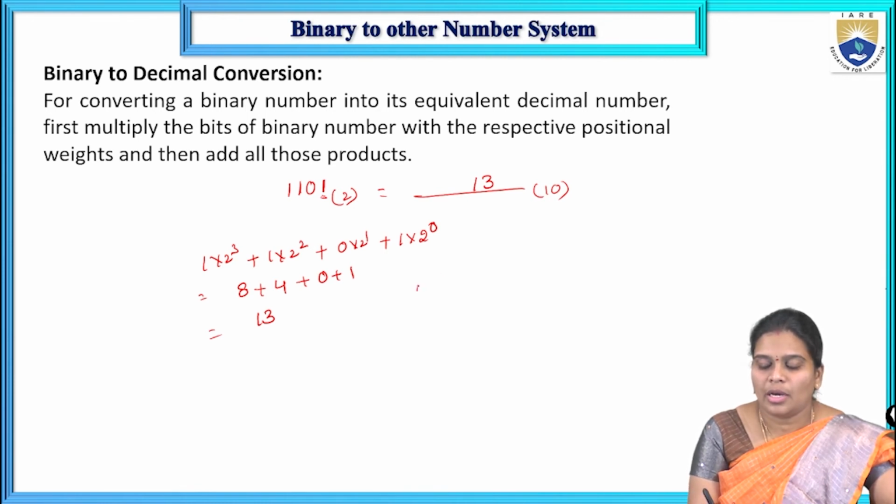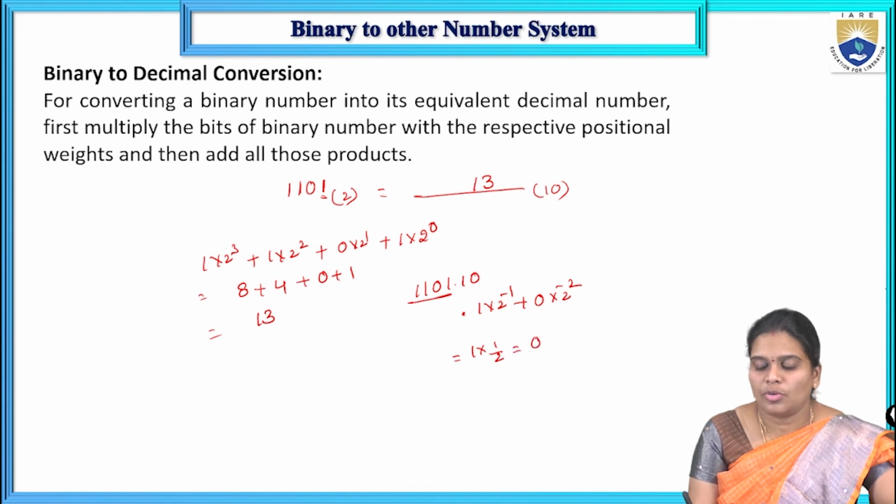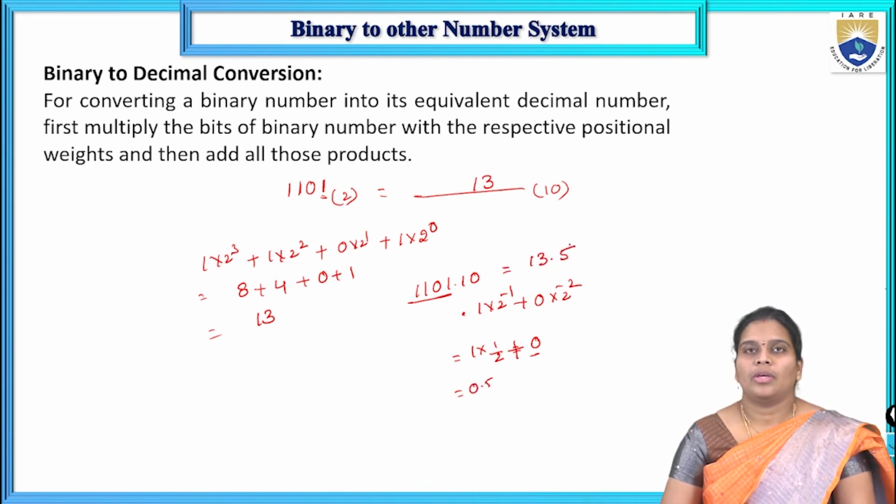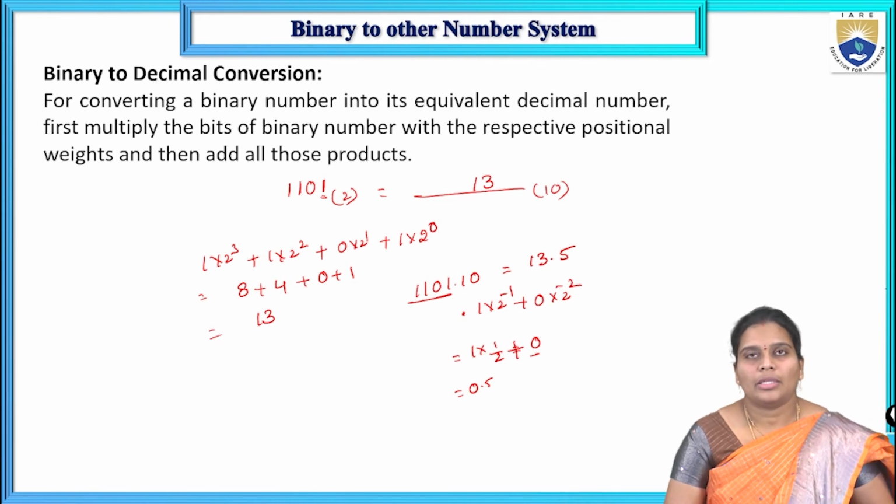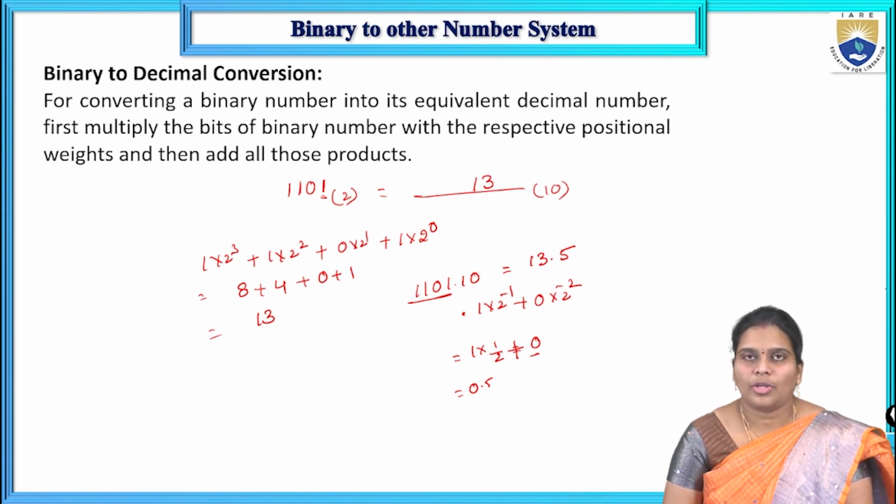Similarly, we already discussed this one, 1101.1. In the left side we multiply with 2 power 0 and so on. In the right side, 1 into 2 power minus 1 plus 0 into 2 power minus 2. So 1 into 1 by 2, and 0 multiplied with any value gives 0. So this is 0.5. The final value is 13.5. This is binary to decimal number system.